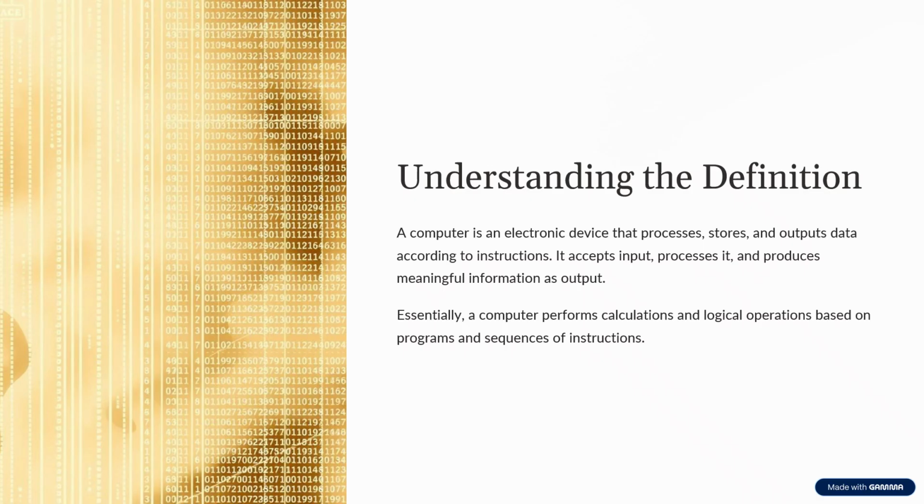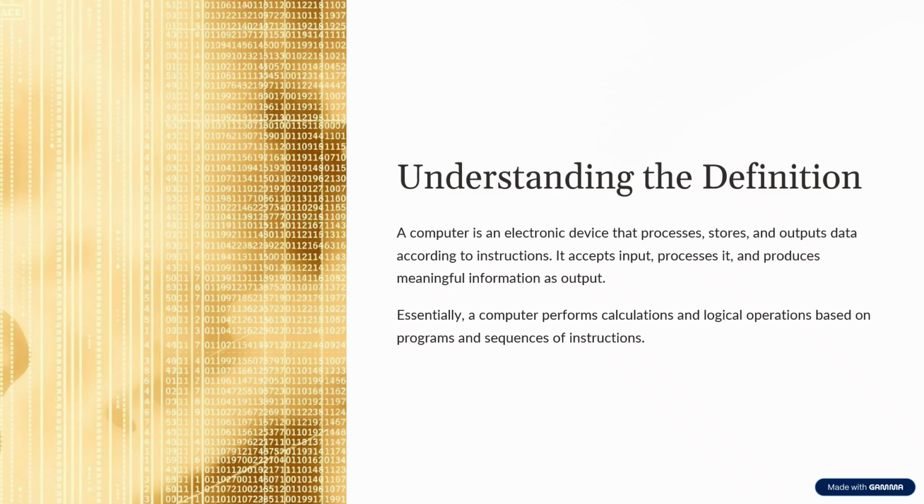Then go to the next slide. Understanding the definitions of the computers. A computer is an electronic device that processes, stores, and outputs data according to instructions. It accepts input, processes it, and produces some meaningful information as an output. Essentially, a computer performs calculations and logical operations based on programs and sequences of instructions. So here, the input, process, and output. The computer takes data as an input, processes it using some instructions, and produces the output.